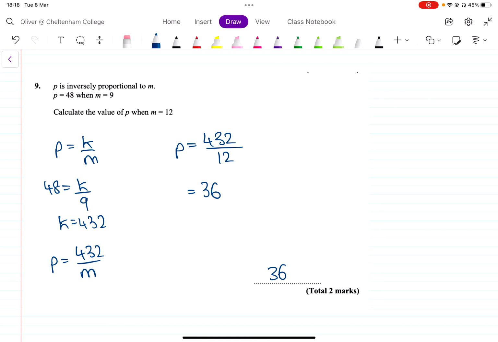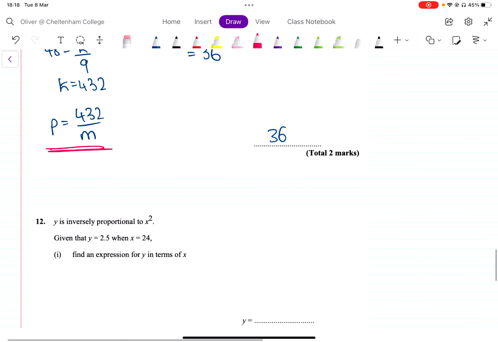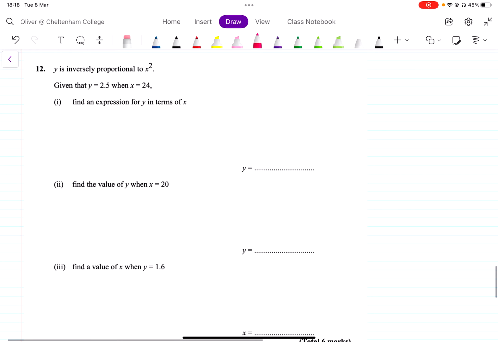Just a thing to note, none of these examples we've looked at so far have had it, but in fact, sorry, the first one did, but part A often says find a formula for P in terms of M. And that is my formula for P in terms of M, i.e. you find the value of K and then state it as a formula. Okay, here we go. This one does it.